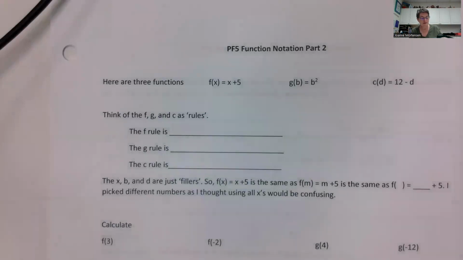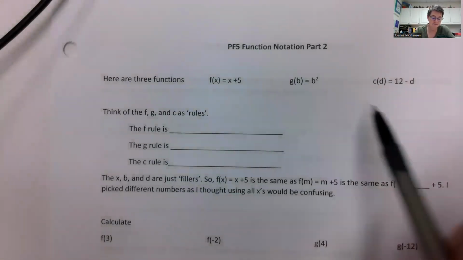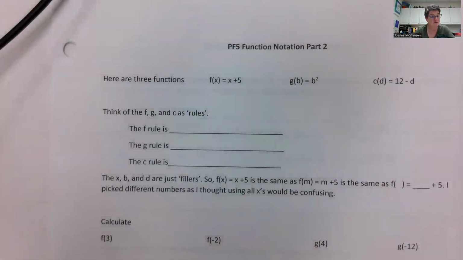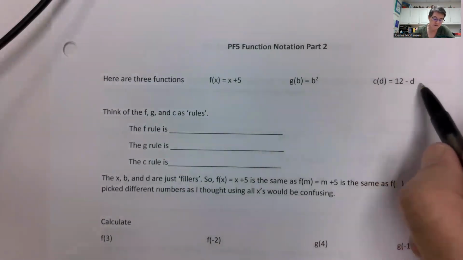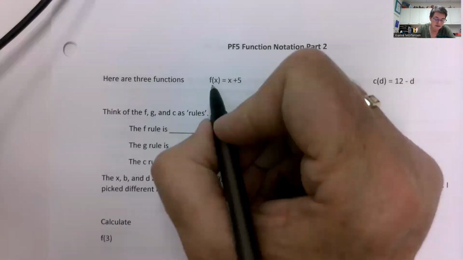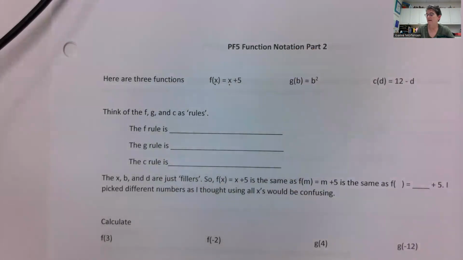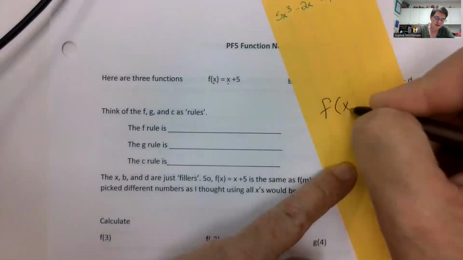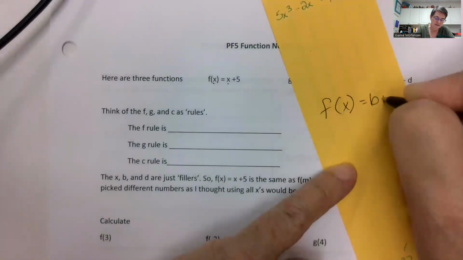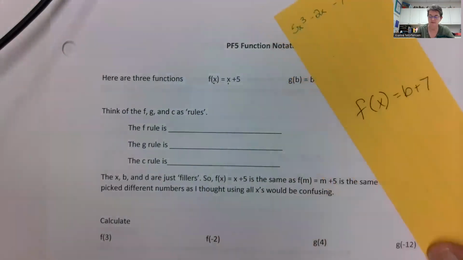Okay, so here are three different functions. f of x is equal to x plus 5, g of b, that's how you say it, g of b, is equal to b squared, and c of d is equal to 12 minus d. Notice whatever letter is in the brackets is what shows up later. You can't have f of x is equal to b plus 7. That doesn't make any sense. It's got to be matchy.